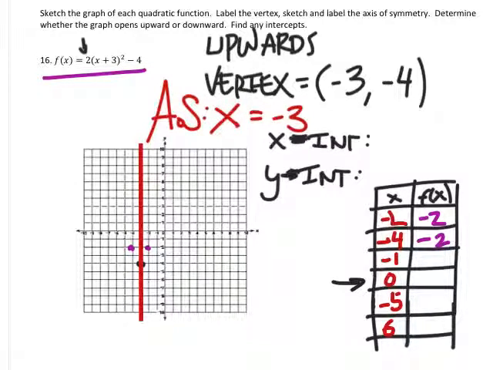Moving on with this, negative 1 plus 3 is 2. 2 squared is 4. 4 times 2 is 8. Minus 4 is 4. So that gives us a negative 1, 4. I'm not showing all the work here because I don't have the space, but I am saying what my work is, okay? Yes, you will have to show your work on the test.